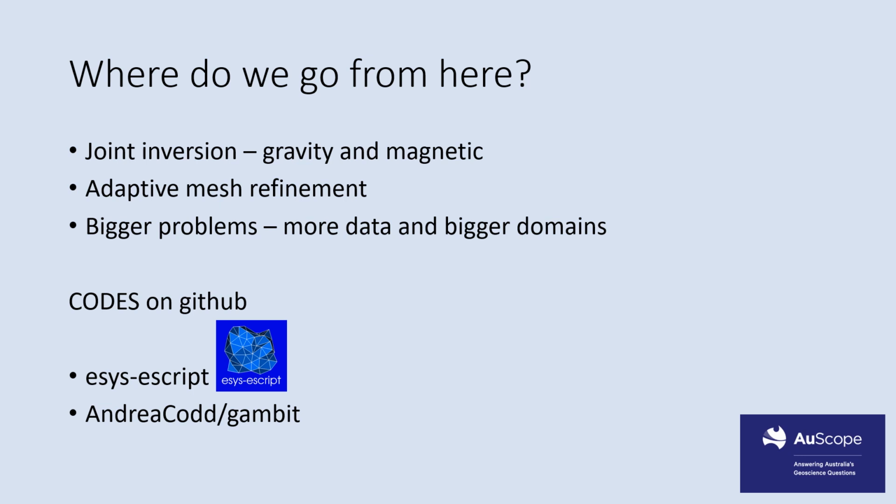The codes are all available on GitHub, ESCRIPT you can download, and all the code that ran the gravity inversion is in Gambit. Thank you.